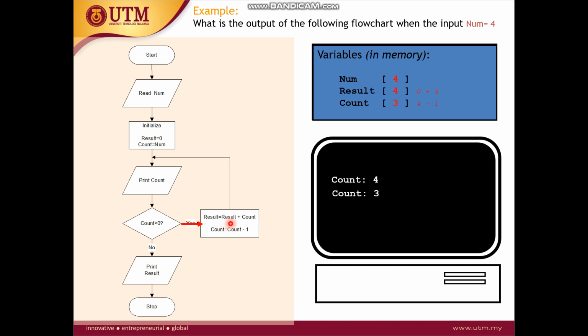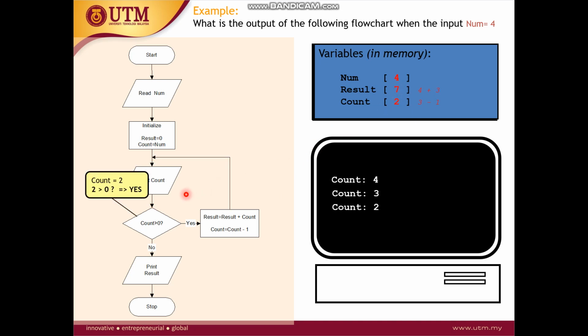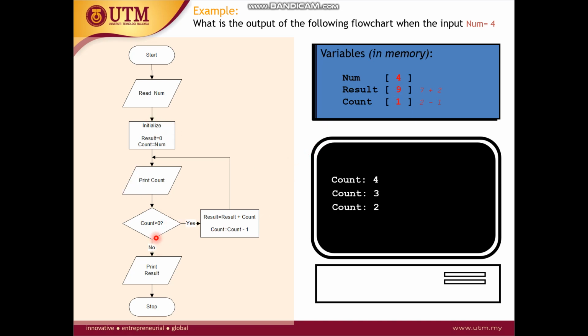So it comes back here, result equals to result plus count. So this is the new result, this one is the old one. So the old result is 4 plus the count, which is 3, is going to be 7, and the count is going to be decreased by 1, it's going to be 2, so it's 7, 2, and this repeatedly occurs until the count is going to be 0. Okay, so count is 1, yeah, 1 is greater than 0, it comes back here.